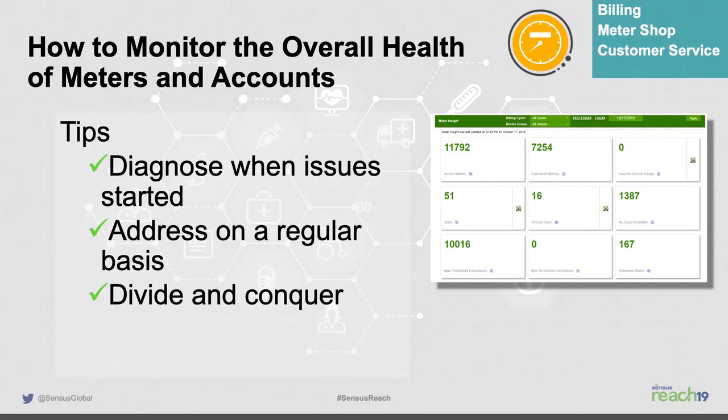And then finally, you can divide and conquer on this, because you can filter by billing cycle or device group. So you could set it up so that you have all your residential meters in a device group, and then all of your commercial or industrial in a different device group, and then have someone look at billing cycle 1 and another person look at billing cycle 2, and so you can split up the work in lots of different ways.